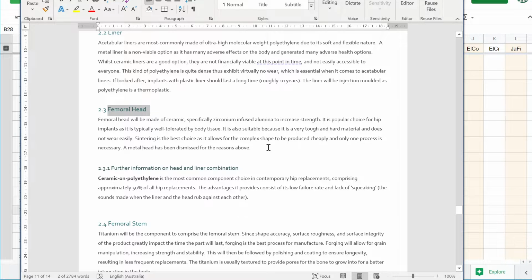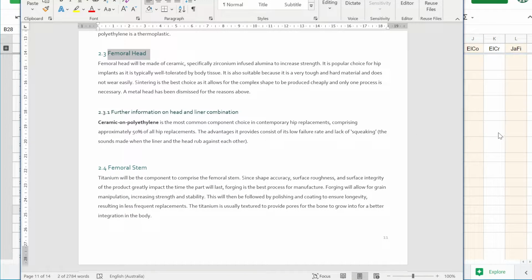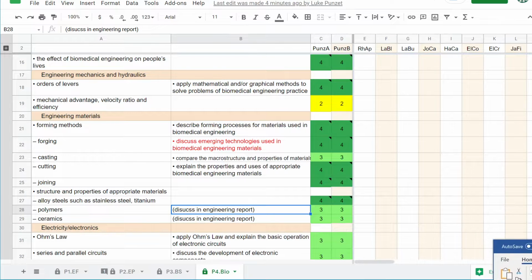So that text I'll leave on the screen for 10 seconds. It gives you a relatively good idea of the sort of standard I'm looking for in the report. And when we're talking about materials, that's an application of the research that you can have when we're talking about polymers and ceramics. So the liner is going to be made out of polymer, the ball is made out of ceramic, and in this report you'll discuss its properties and why we use that.